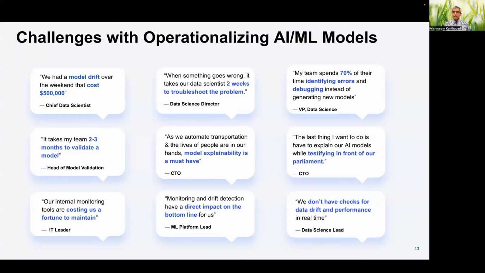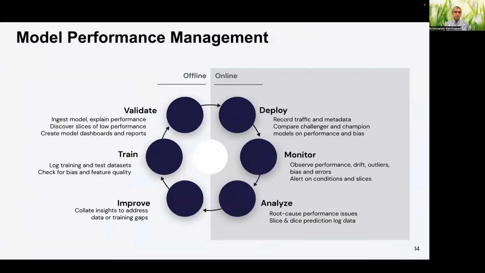So given these concerns, the area of what's often called model performance management has become more and more accepted amongst the machine learning practitioner community. By model performance management, or broadly model governance, what we are referring to is how to understand the behavior of the model, both offline before the model is deployed and online once the model is deployed.